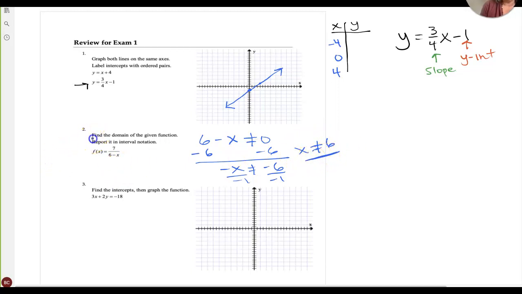But here, notice, you've got to watch the directions really carefully. This one says find the domain. So this is saying what it can't be, but what it's asking here is what can it be? So does anybody have an idea of how we write that, of what it can be? It's all numbers except 6.